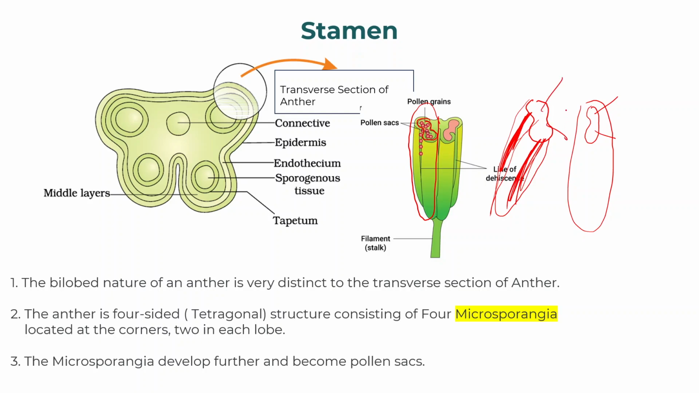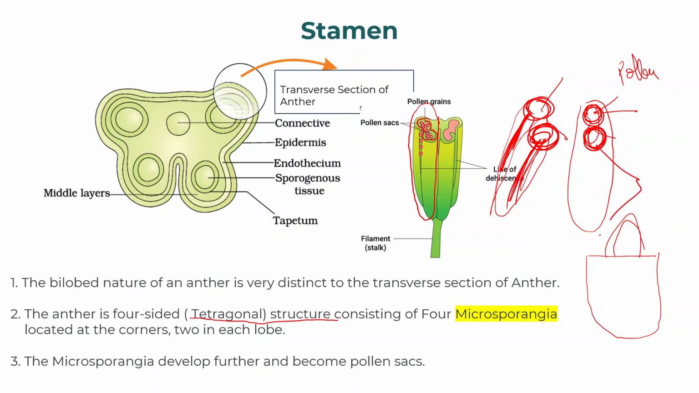Okay. So what was this microsporangia thing we just read here? This microsporangia is the same. See, the anther is a four-sided tetragonal structure. So this anther is a tetragonal structure because it has four microsporangia. It is like a bag, like a sack. For example, if you go to the market and you want to buy vegetables, you need to have a basket or a bag, right? So it is like a bag so that we could store the pollen grains in it.